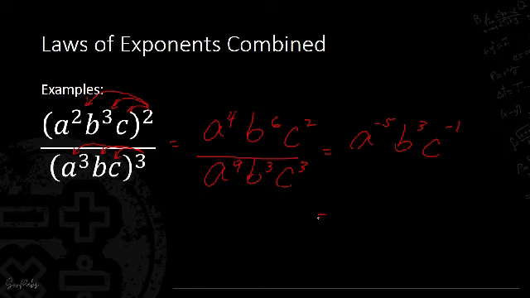And then, obtain the reciprocal of the negative exponent. So, may iwanan lang si b to the 3rd kasi wala naman siyang negative. Ibababa ang a to the 5th at saka ang c to the 1st. Pero hindi mo nalalagay yung first power. So, a to the 5th and then c.